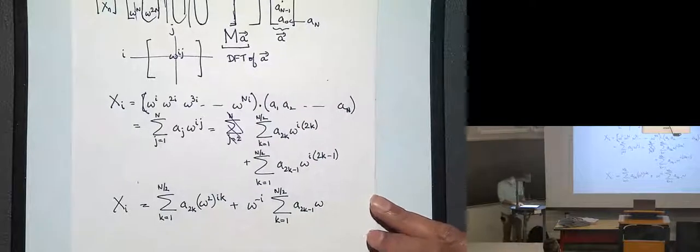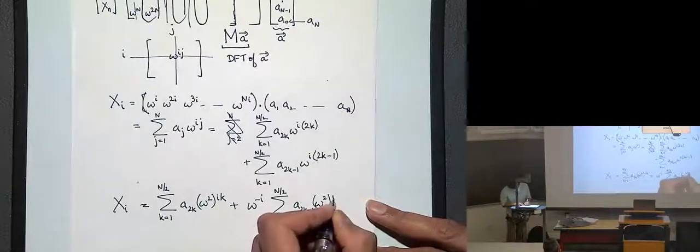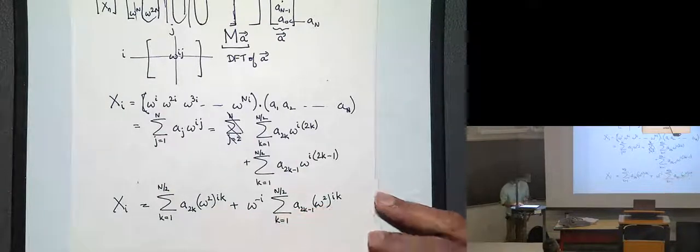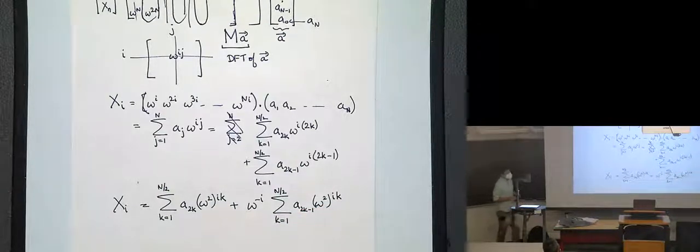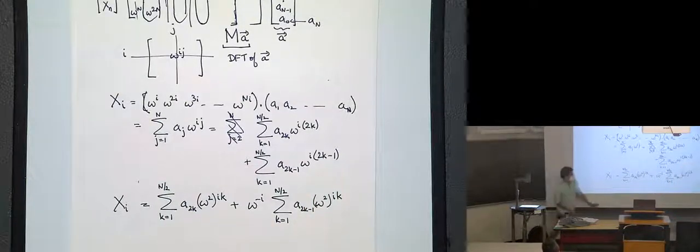Omega to the right? So I just pulled the omega to the minus i out. Okay? Now, if you look at that matrix over there, that matrix is omega ij.